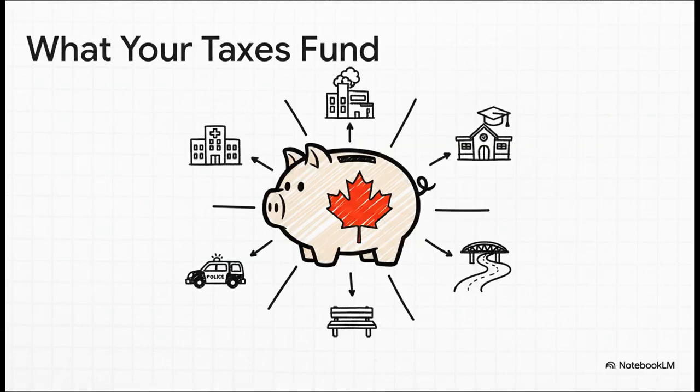So, the big question, what do we actually get for all this money? Well, the truth is, the benefits are literally all around us. Our tax dollars pay for things like hospitals and healthcare, our schools, the roads and highways we drive on every day. They fund our police and fire services that keep our communities safe, not to mention parks and social programs like old age security. It's really the collective investment we all make in the society we live in.